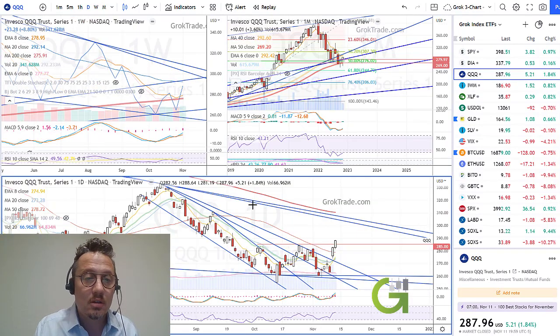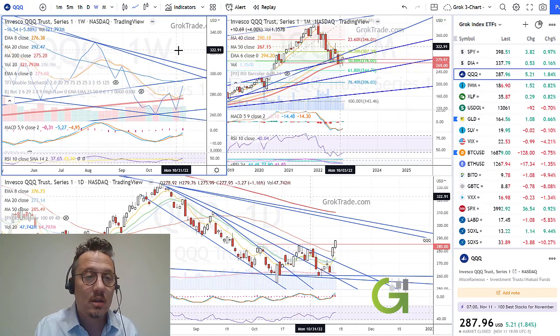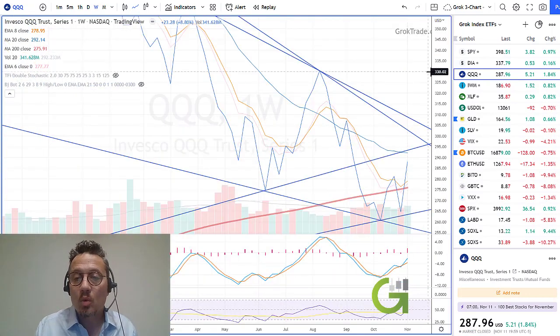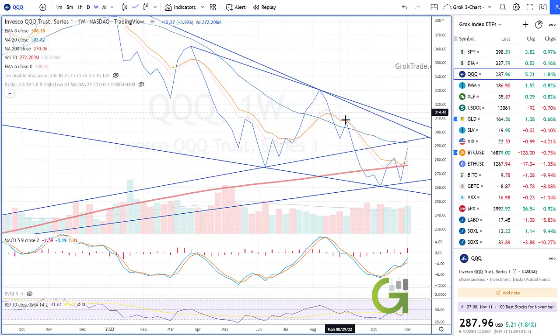Let's look at the NASDAQ Qs on the weekly. I'm going to blow this up so you can see it. On the line chart here, we broke down on a support line. We found another support line. We rallied back up. We came back down to that support line. We rallied back up. We have a falling 20-week moving average. This is the weekly chart that we're looking at right here. And on this weekly chart, we have a little more upside before we get to some major resistance.